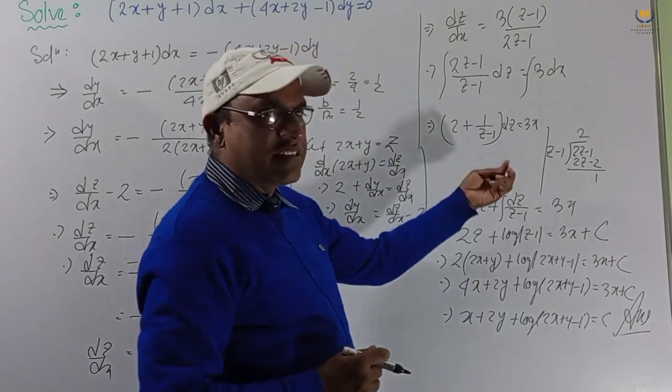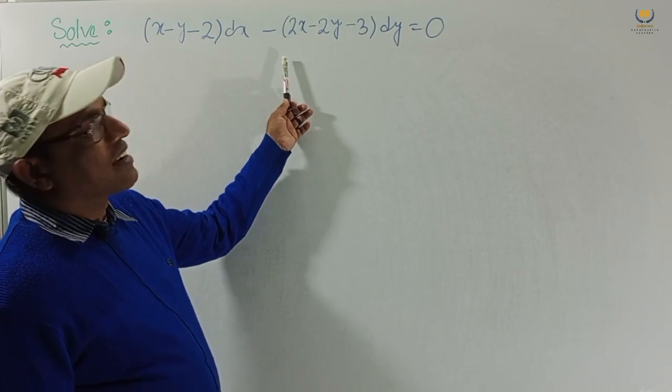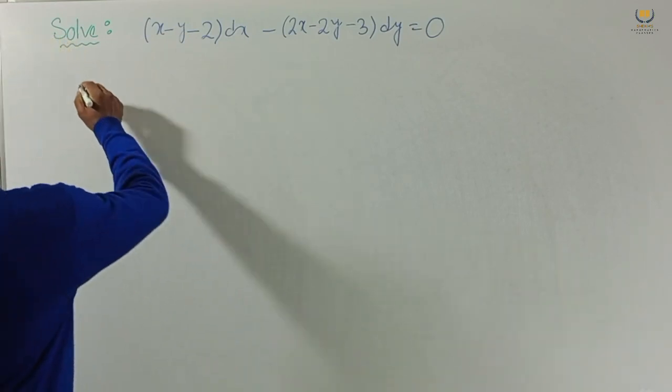This is the answer. Very easy solution, very nice solution. Another problem, this one, is the cousin of the previous problem, same type, same method. Now the solution starts.